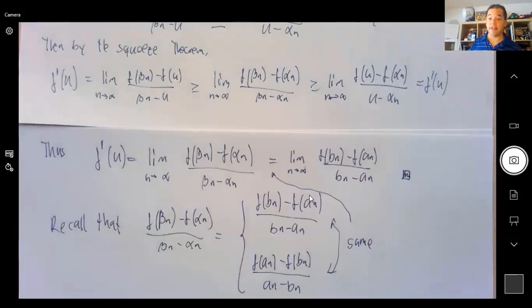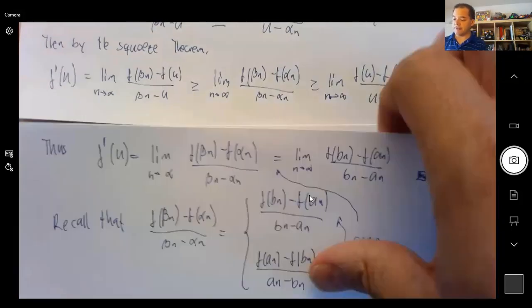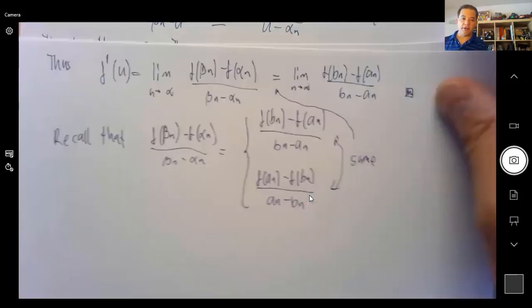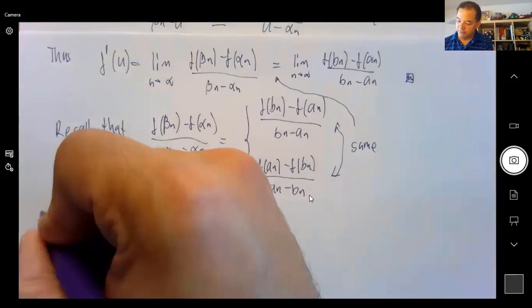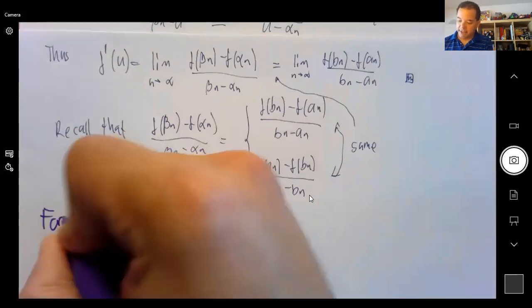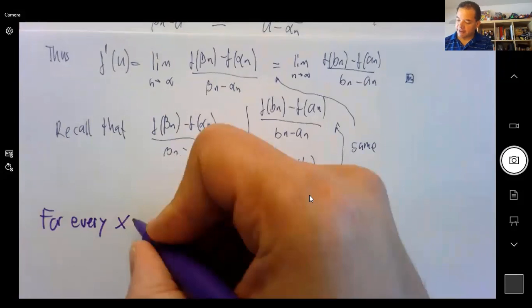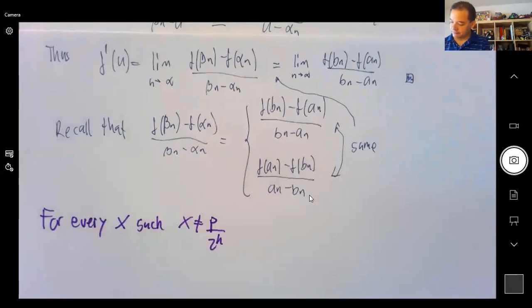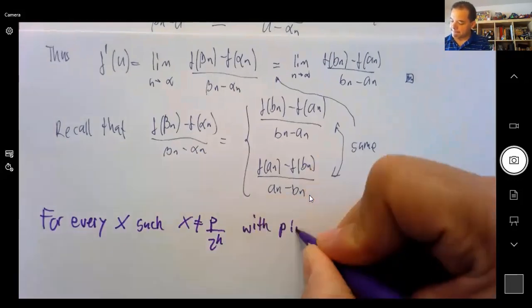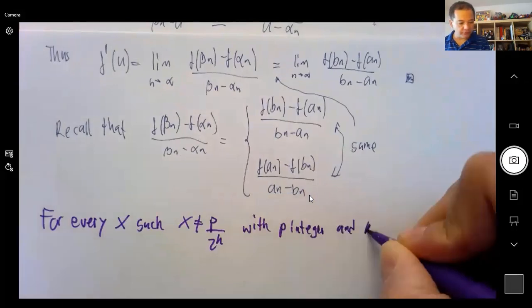By the way, this lemma is general. It has nothing to do with our function that we were working with, right? So now we're going to use it. And so, last little push. We want to now show that the derivative doesn't exist at all the other points that are not p over 2 to the k. Okay, so here we go. Last push. So for every x such that x is not equal to p over 2 to the k, so those are the ones that are missing, with p an integer and k greater than or equal to 0.